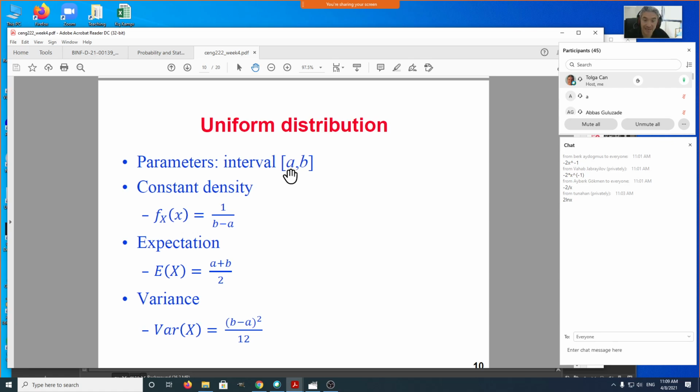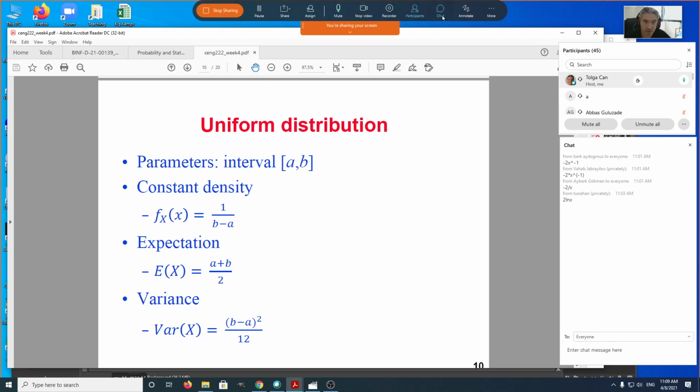For example, give me any A and B. By the way, the interval should be such that we cannot have infinity here. A uniform distribution cannot be unbounded, okay? Because we have a constant function, we cannot have an unbounded interval, since the area under the curve would not be equal to 1. So give me any A and B in such a way that B is greater than A. For example, let A be 200, B be 500.